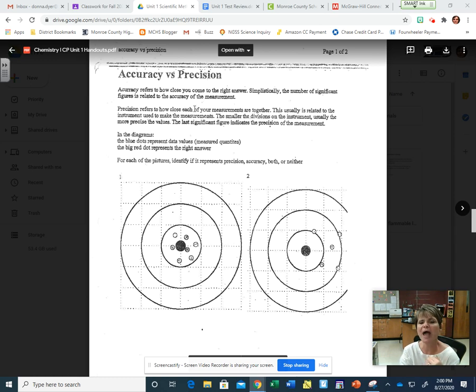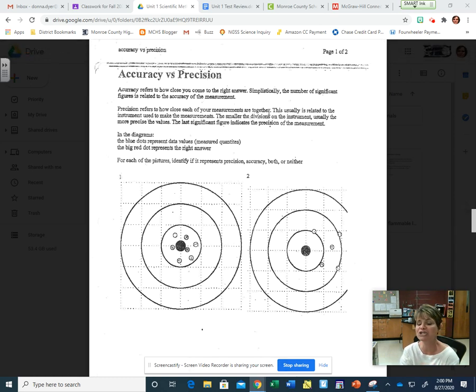Precision refers to how close each of your measurements are to each other. So with accuracy, we're comparing our measurements to a given answer. With precision, we're comparing our measurements to each other. The closer our measurements are together, the more precise they are. The closer our measurements are to the actual answer, the more accurate they are.